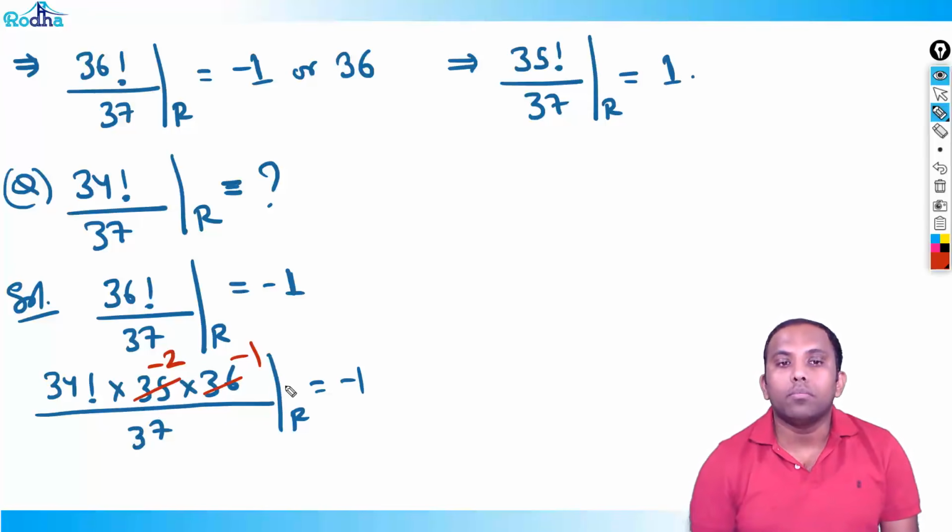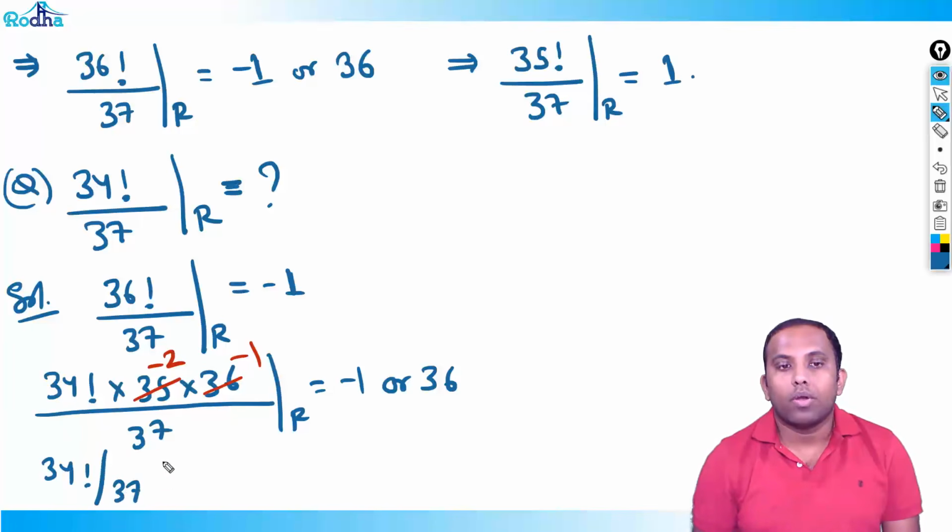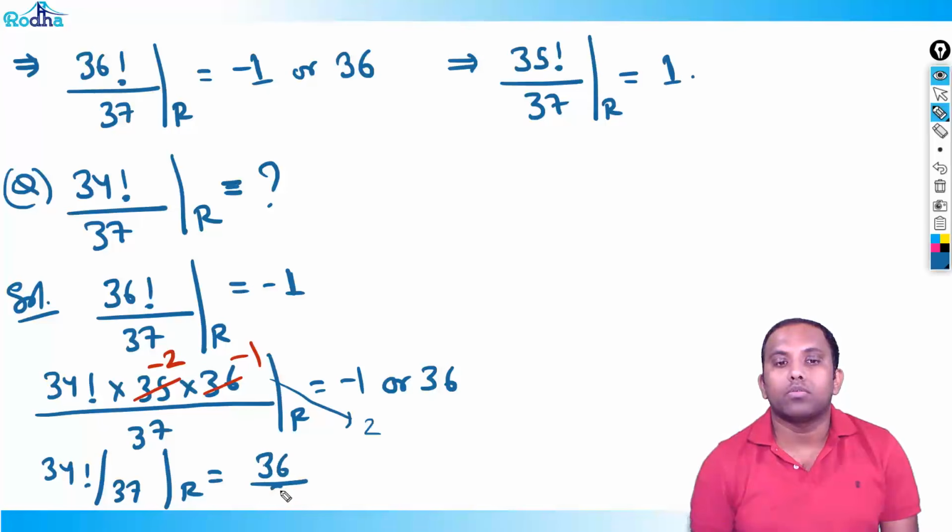So what should I write here? It is minus 1, or never forget, it could also be 36, the positive remainder. Fine. So see here now, 34 factorial by 37, what is the remainder? Now this minus 2 into minus 1 becomes 2. Now 2 will come here in the denominator, so obviously it can't be minus 1 by 2. It has to be 36 by 2, because we have to take this number as per our convenience, because remainders can never be fractions. It has to be an integer, right?